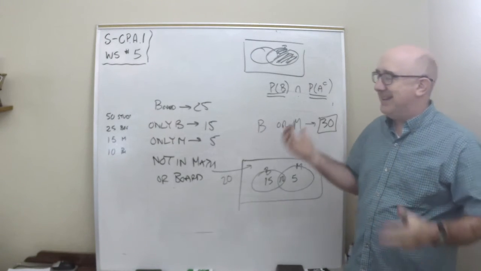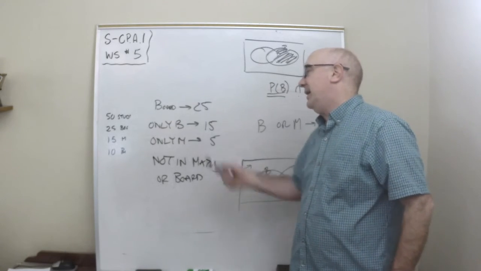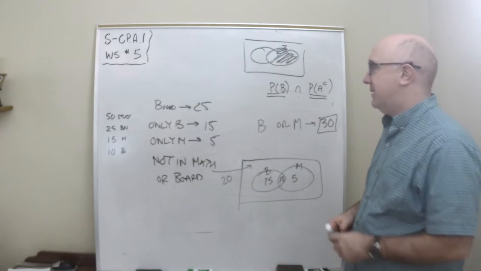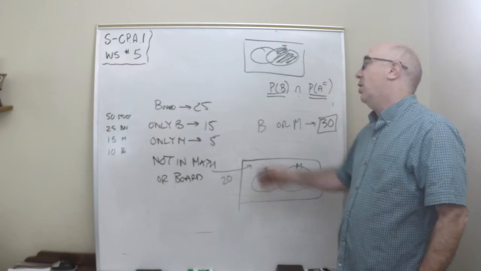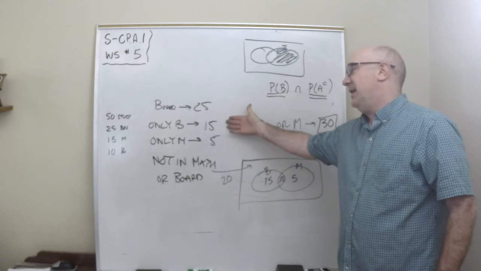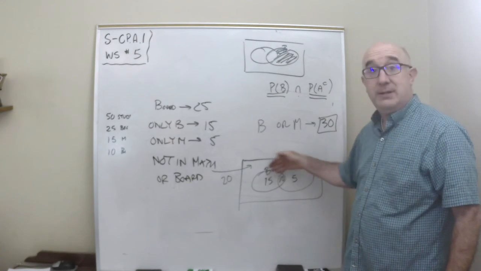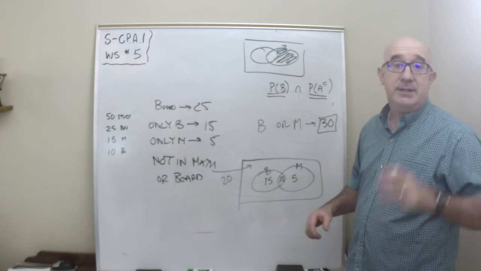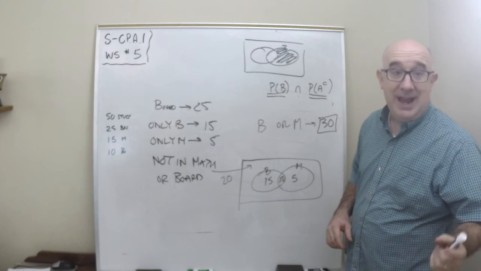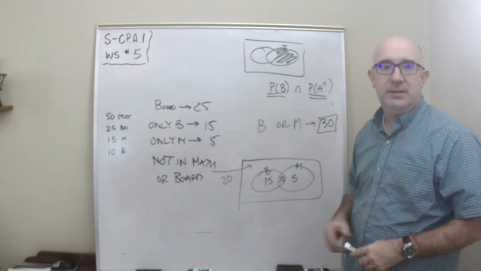So a lot of connecting now the words to the game, right? Only B is of course B and not A. Only so B not M, and then this one is M and not B, and so on. The intersection is the group that is in the board game club and in the math club, and so on. So you get used to the verbiage a little bit.